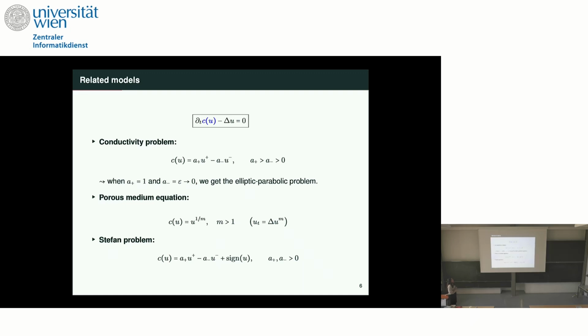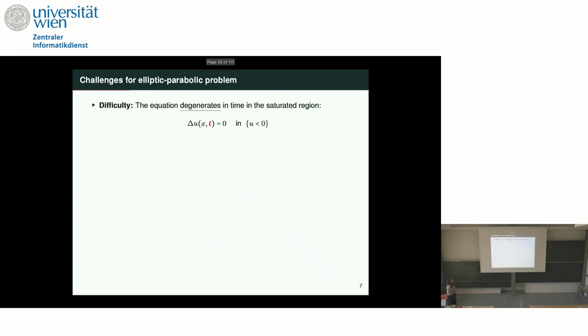Okay, so let's go back to the elliptic parabolic, and I wanted to discuss some of the challenges that we encounter here. The main difficulty of this model, as we saw, is that the parabolic equation degenerates in time in the saturated region. In the negative phase, we have the Laplacian of U equal to 0, but U is a function of space-time. So we lost all the information of the time derivative that we had in the positive phase. T here only acts as a parameter, nothing else.